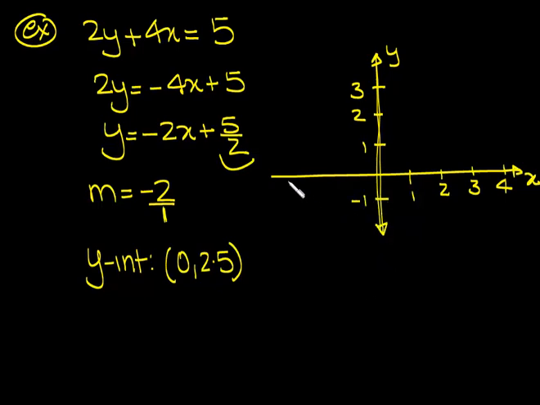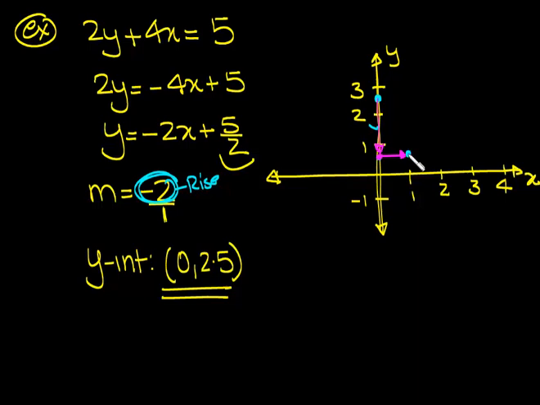So I always start with this point because I need 2 points to graph. I know 0, 2.5. That's right here. Then my slope tells me what? This is my rise. It's negative 2. So I'm going to go down 2 units. So I go from here to here, that's 1. From here to here, that's 2. So I'm going to come here. Then I'm going to go horizontally 1 unit. So that's just going 1 unit here. So here's my second point on the line.